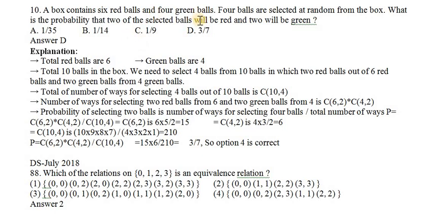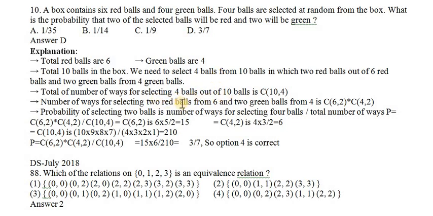And the next one is another probability question. A box contains 6 red balls and 4 green balls. 4 balls are selected at random from the box. What is the probability that 2 of the selected balls will be red and 2 will be green? We have a very clear problem statement. Total number of red balls is 6, total number of green balls is 4, and total balls in the box are 10. We want to pick 4 balls from 10 balls, so we should have 2 red balls and 2 green balls.